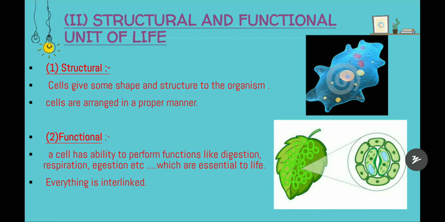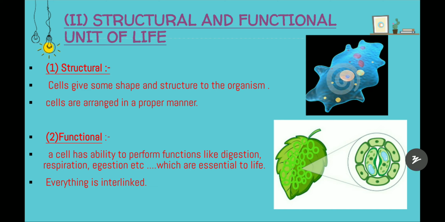And everything is interlinked. If many cells combine, you have tissue. If many tissues combine, you have organs. If many organs combine, you have an organ system. If many organ systems, like the digestion system and respiration system, combine, what happens? A human body will be formed. We have some functions in our body which take place, right? If cells won't be there, tissues won't be there. If tissues won't be there, organs won't be there. If organs won't be there, organ systems won't be there, and nothing would be there. So that's why everything is interlinked.